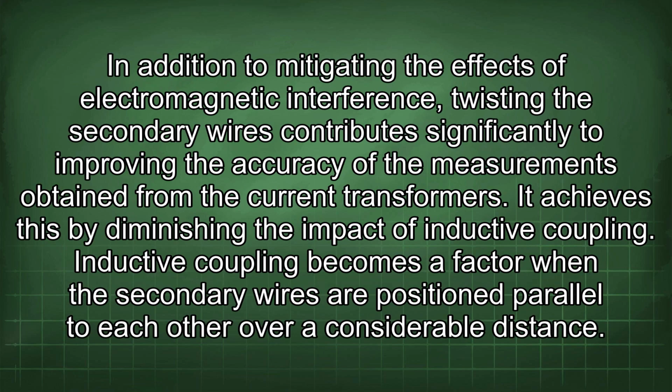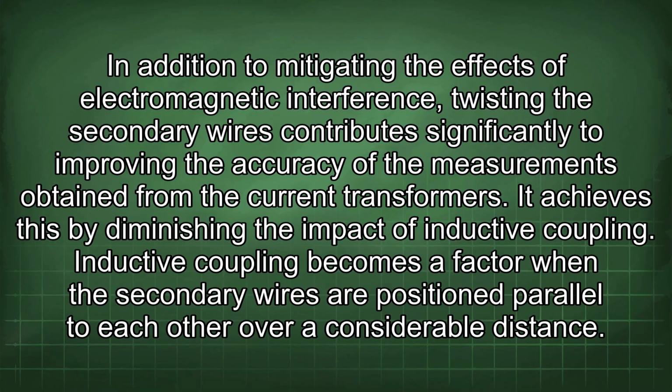In addition to mitigating the effects of electromagnetic interference, twisting the secondary wires contributes significantly to improving the accuracy of the measurements obtained from the current transformers. It achieves this by diminishing the impact of inductive coupling.